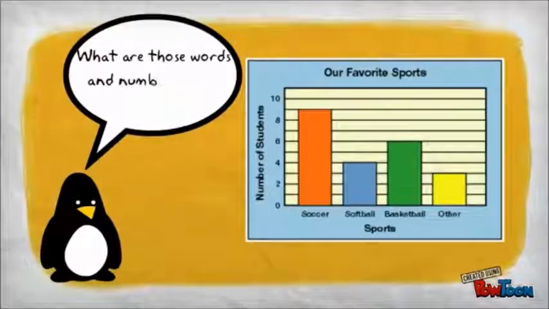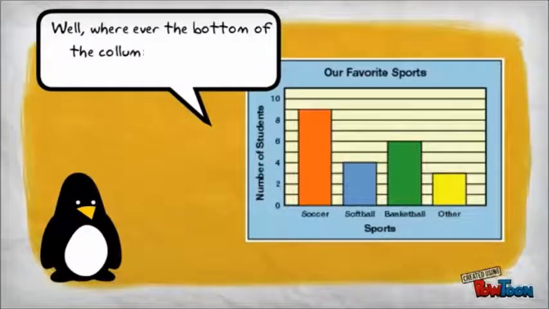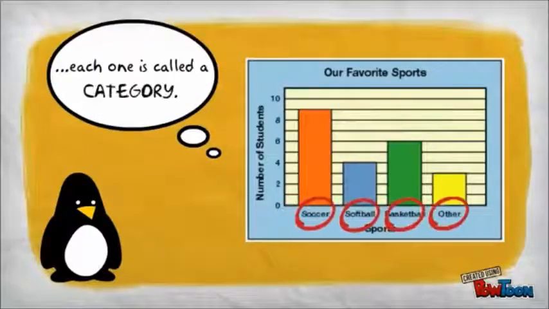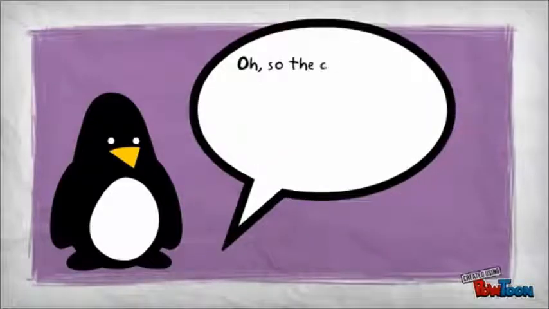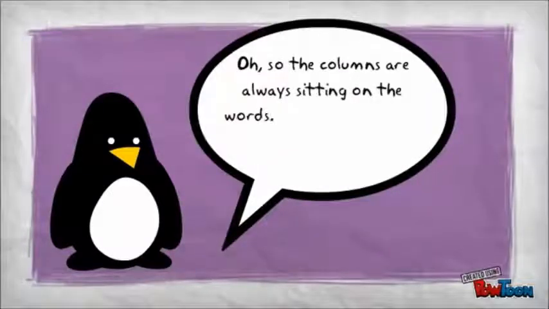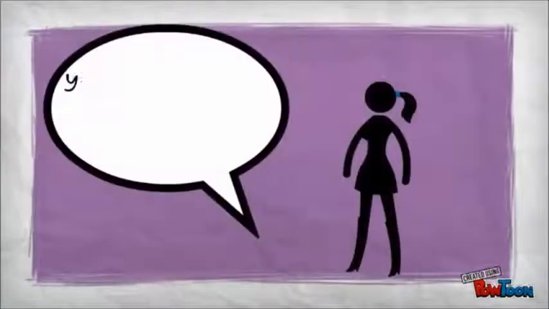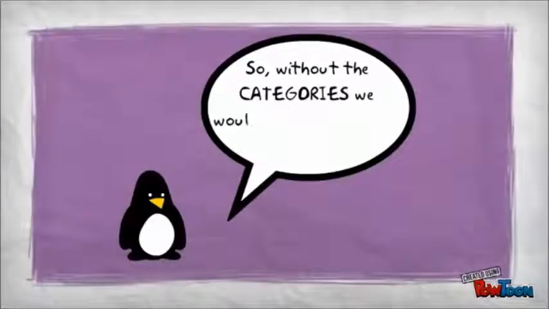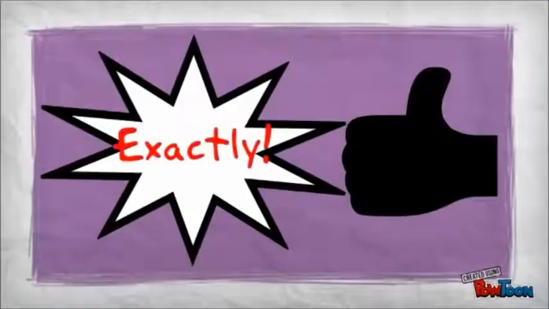What are those words and numbers doing around the graph? Well, wherever the bottom of the columns are, you will find words. Each one is called a category. Oh, so the columns are always sitting on the words, and the words are different categories. Yes, and these help to tell us information about the title. So, without the categories, we wouldn't know anything about the title? Exactly.